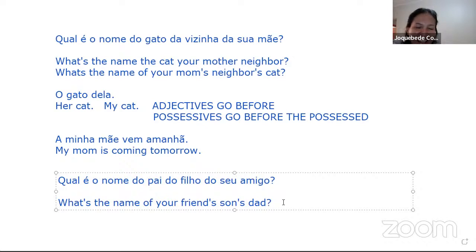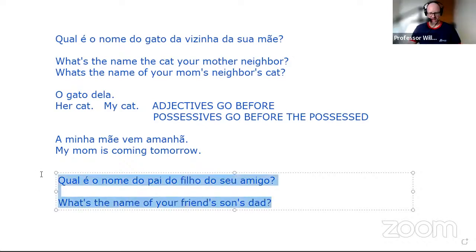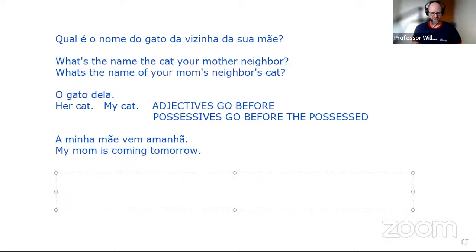All right, let's do one more for Beto. Let's see if we can fry his brain. E outra coisa que eu preciso falar também, pode ser so when we have what's the name of your mom's neighbor's cat, pode ser what's your mom's neighbor's cat's name. Pode até colocar um nome possuído pelo gato também. É possível.